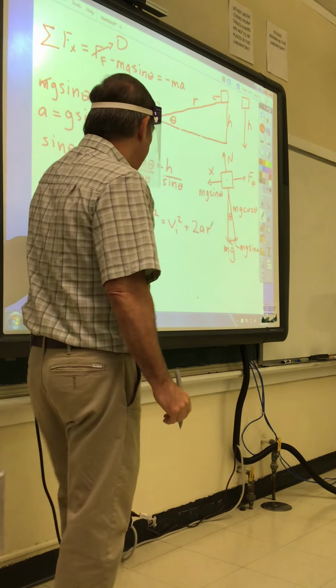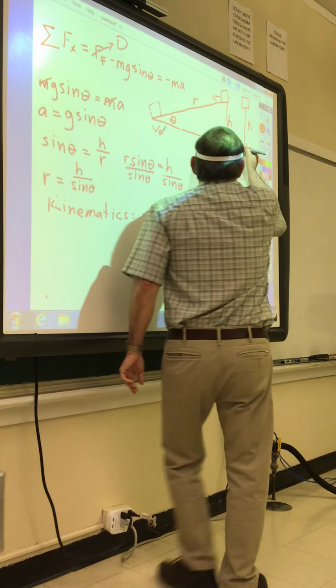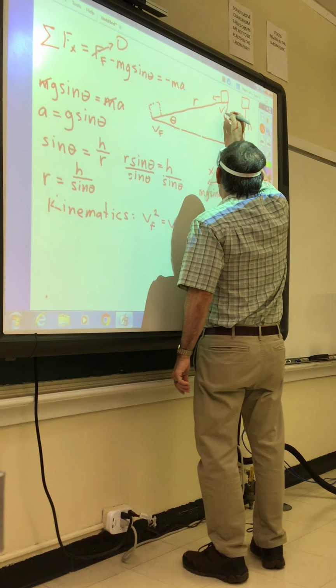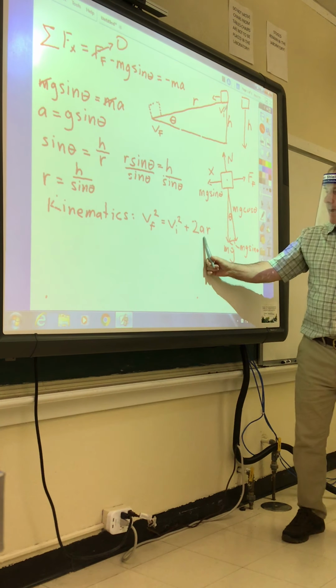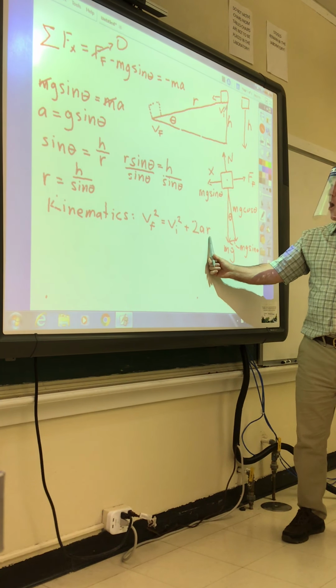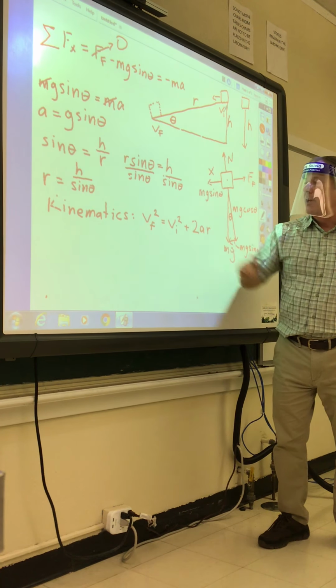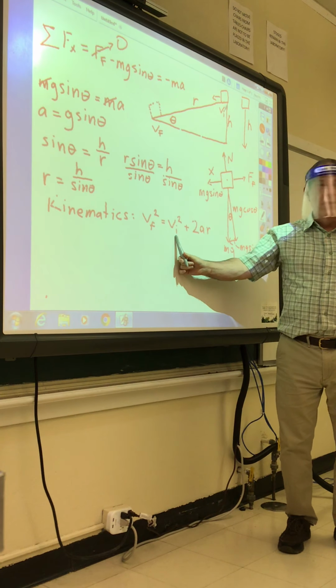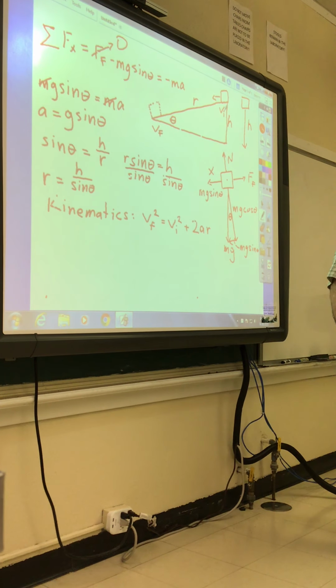Now, this is the final velocity, so that's this down here, V of F. This is V initial. Remember, I is initial, F is final. And everything is always final minus initial. That's the delta. 2 times the acceleration times the distance R. So whatever the acceleration is and that distance R, that's going to give me my final speed. Now what's my initial speed? 0. Yeah, I'm setting it on the top there.